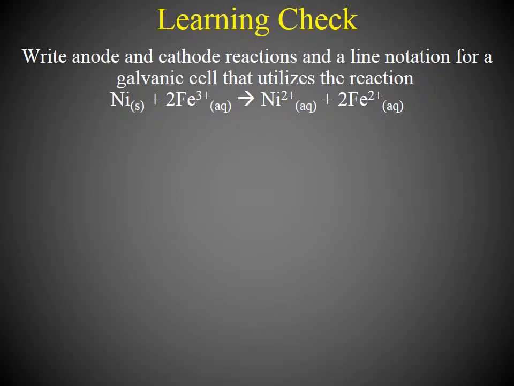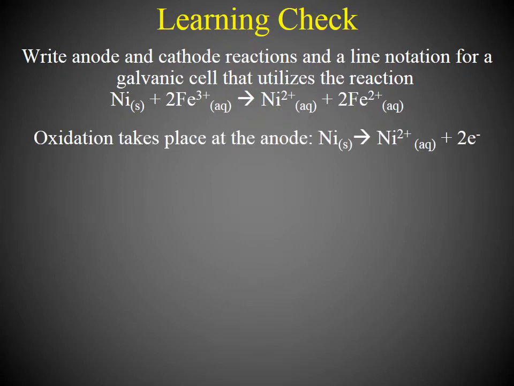Okay, let's apply what we have learned. Write the anode and cathode reactions and a line notation for the galvanic cell that utilizes this reaction. Come back when you're done after pausing the presentation.